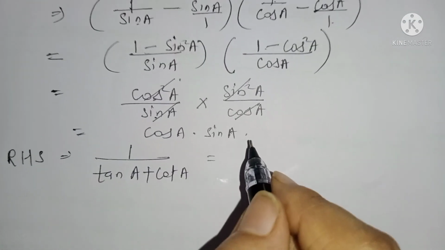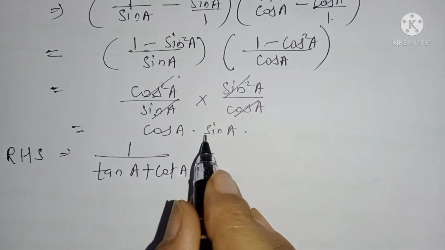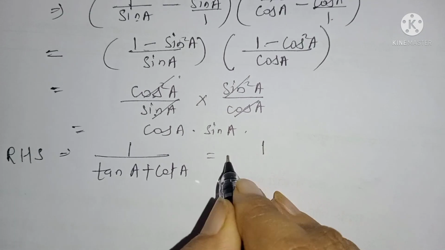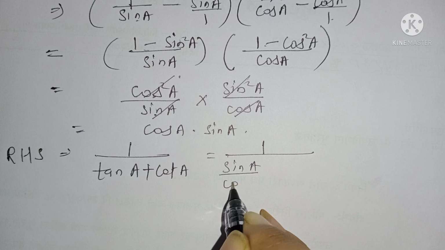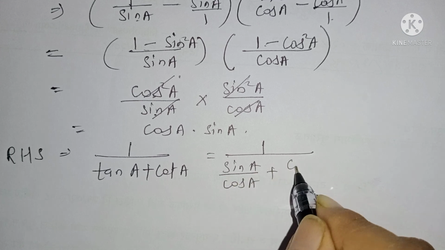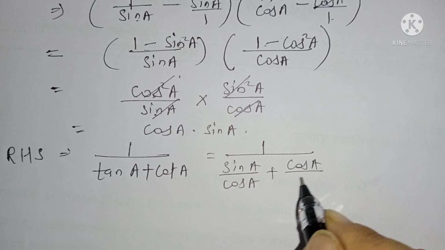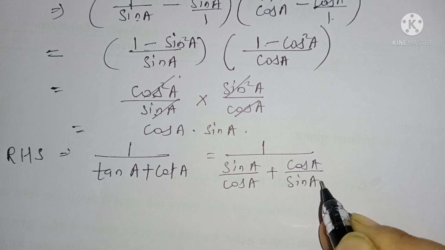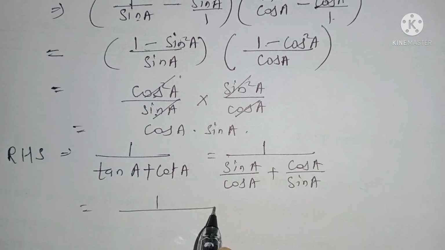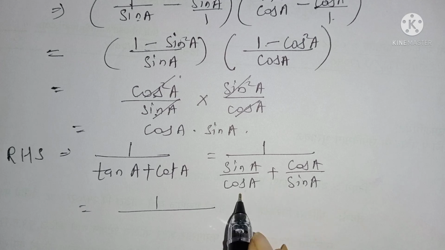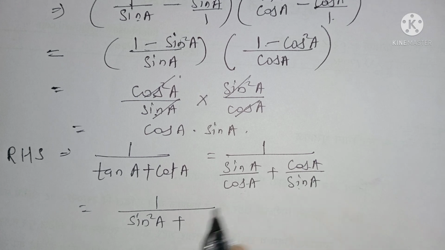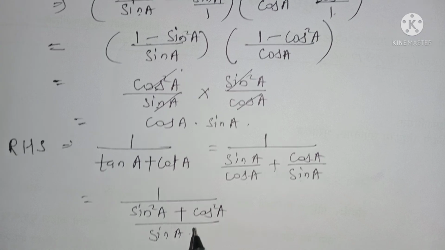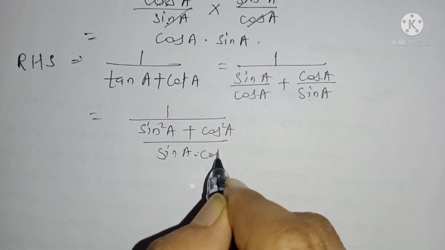Let's try to simplify and equalize it to cos A into sin A. Here tan A can be replaced by sin A upon cos A, and cot A can be split into cos A upon sin A. Now this is 1 upon, cross multiply it or take an LCM cos A into sin A. So sin into sin square A, cos into cos square A upon sin A into cos A.